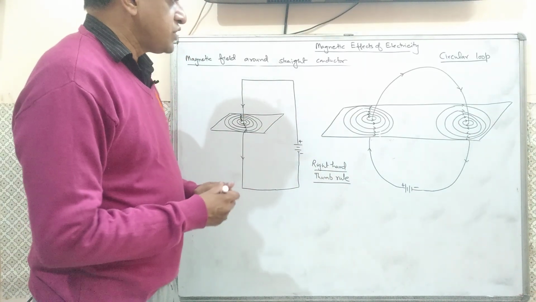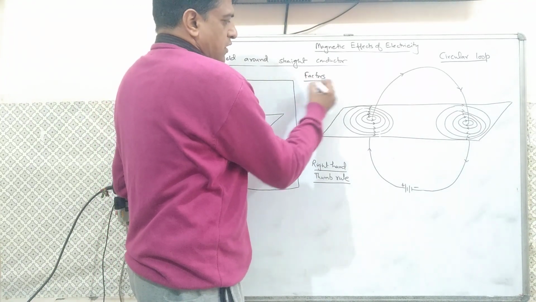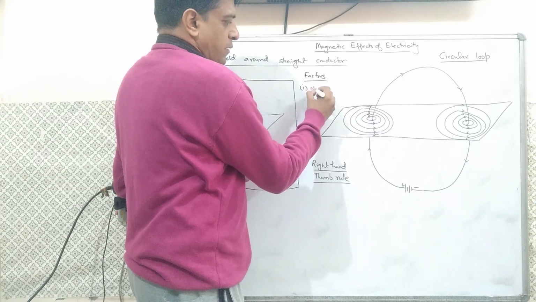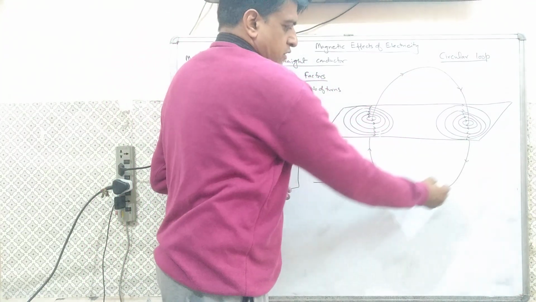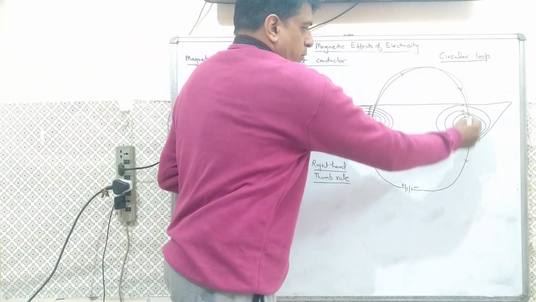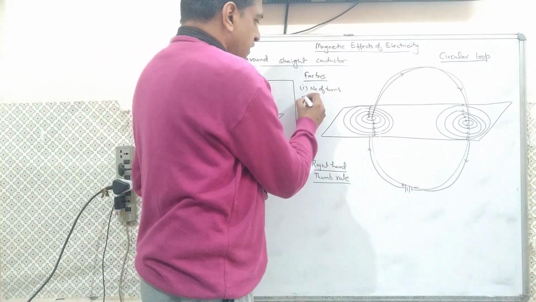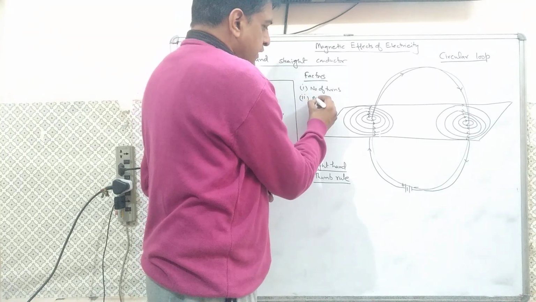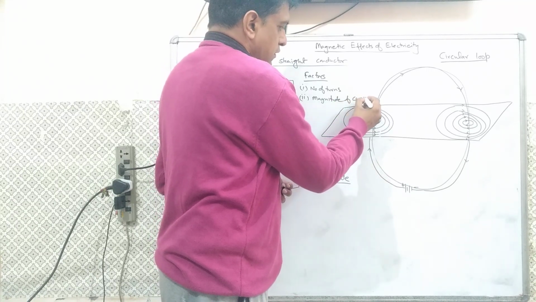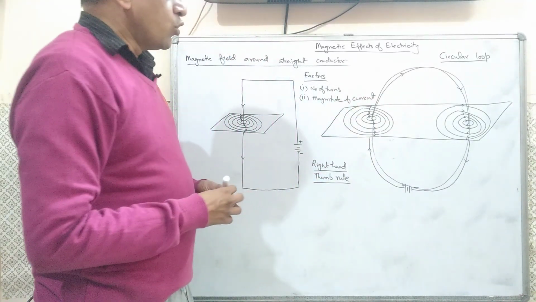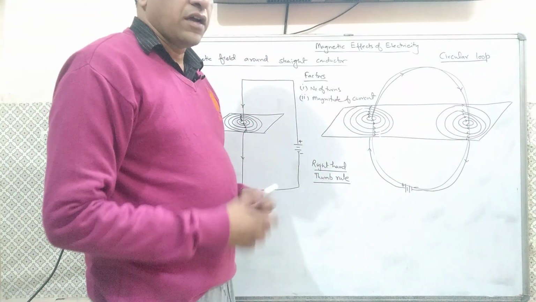Now, how can you change the strength of the magnet? That means the factors. The first factor is the number of turns. The more the number of turns of this circular loop, like a second loop, the stronger the magnetic field will be. And second is the magnitude of current. It means the more the magnitude of the current, the stronger the magnetic field will be.